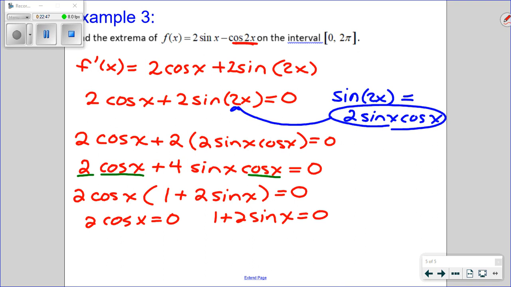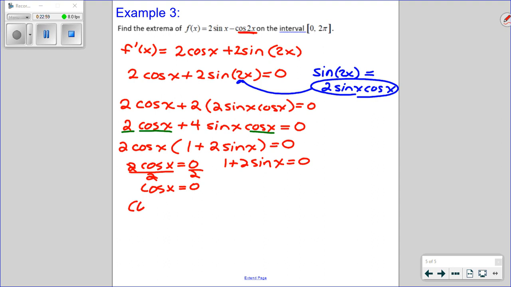So remember, to solve a trig equation, you get the trig function by itself. So this first equation, we'll just divide by 2, and we'll have cosine of x equals 0. And then we're going to use our inverse trig function and our unit circle. Now remember, we're looking on the interval from 0 to 2 pi. So you have to think to your unit circle, where is cosine equal to 0? Well, cosine is the x-coordinate. So the x-coordinate is 0 at pi over 2 and 3 pi over 2.